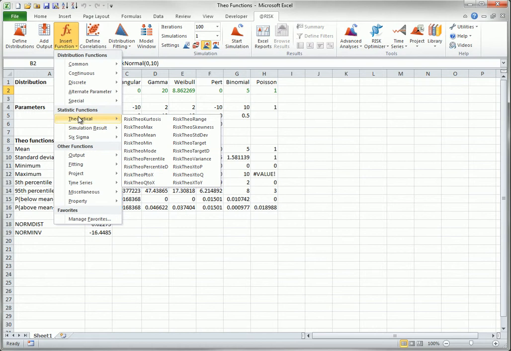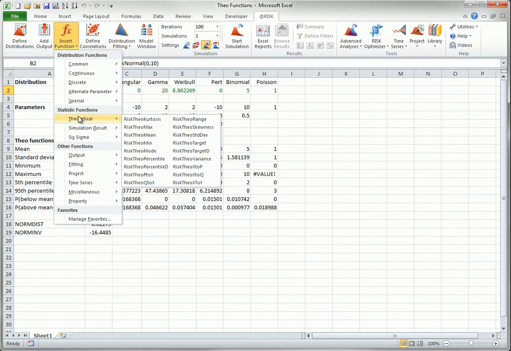For backward compatibility with previous versions of @RISK, several of these are equivalent. Specifically, RiskTheoPtoX and RiskTheoQtoX are equivalent to RiskTheoPercentile. Each finds the percentile of the distribution for a specified percentage. Also, RiskTheoPercentileD, D for descending, is essentially equivalent. If its percentage argument is, say, 0.05, it returns the 95th percentile.